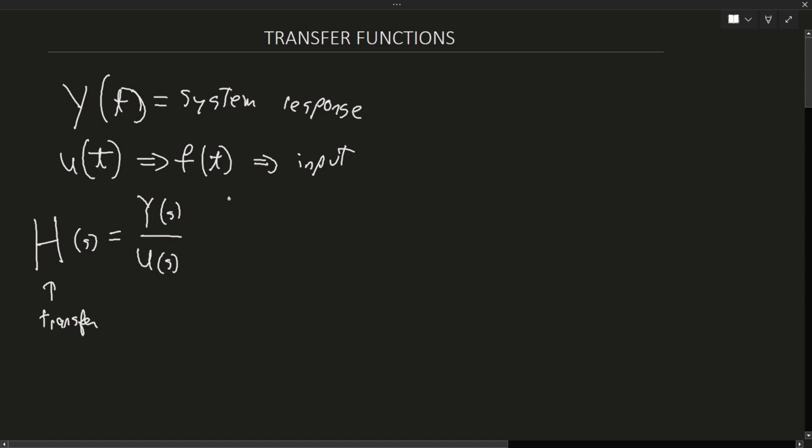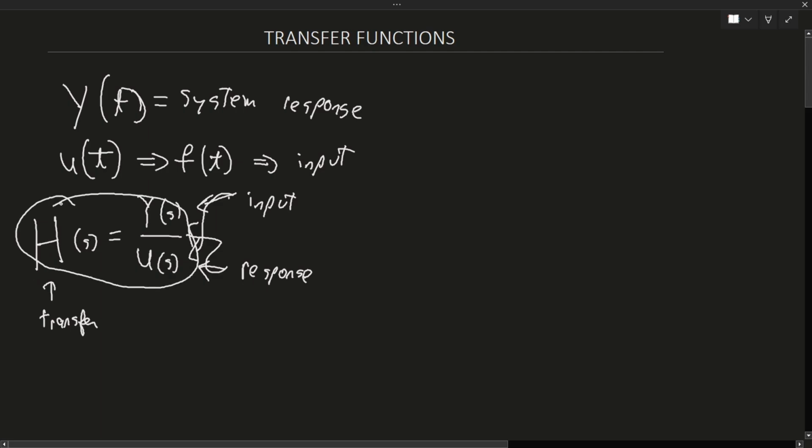It's the relationship between your system's input and your system's response, in the Laplace domain, okay? If you don't understand that, don't worry. You don't need to understand this. You just have to keep in mind this equation right here, okay?